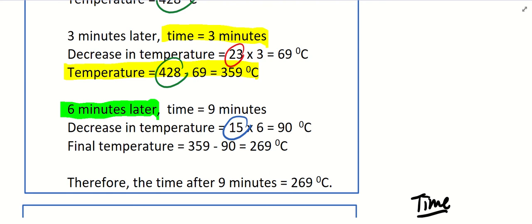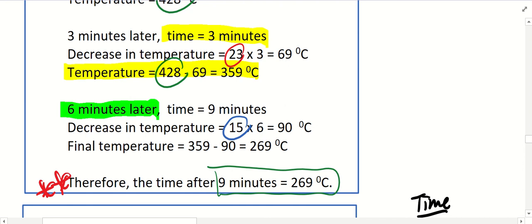So 15 times 6 gives me 90 degrees Celsius. That is how much the temperature has dropped in the 6 minutes. So the final temperature after 6 minutes, at a time of 9 minutes, is 359 minus 90, which is 269. Therefore, the temperature after 9 minutes is 269 degrees Celsius. So this is my concluding statement for this question. Remember that you must have it.